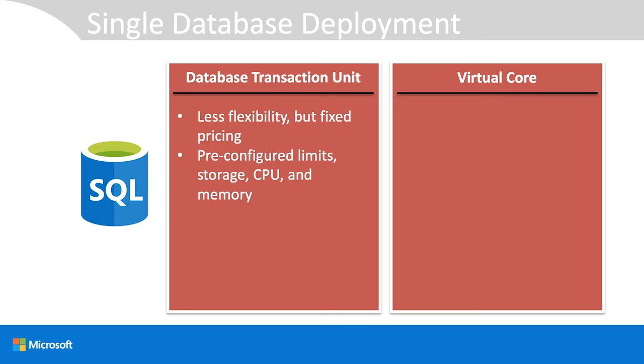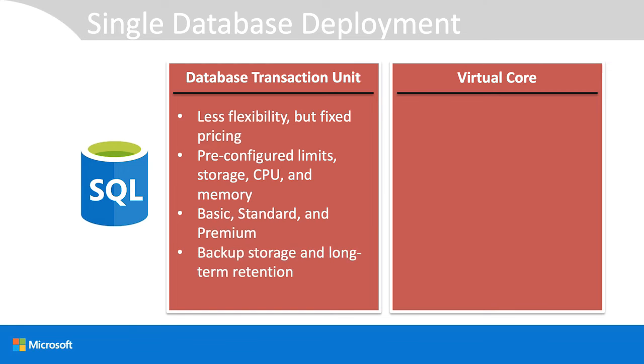There are 3 different offerings in the DTU model: Basic, Standard, and Premium. Now obviously you pay more with higher tiers, but you also get more capability. The DTU model also offers backup storage and long-term retention at an additional cost.